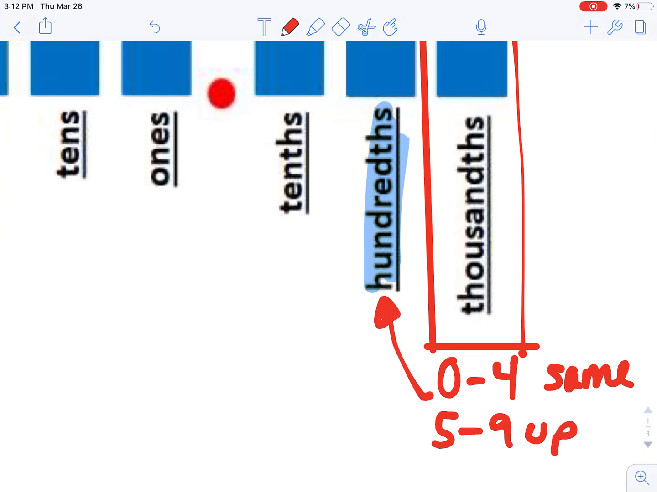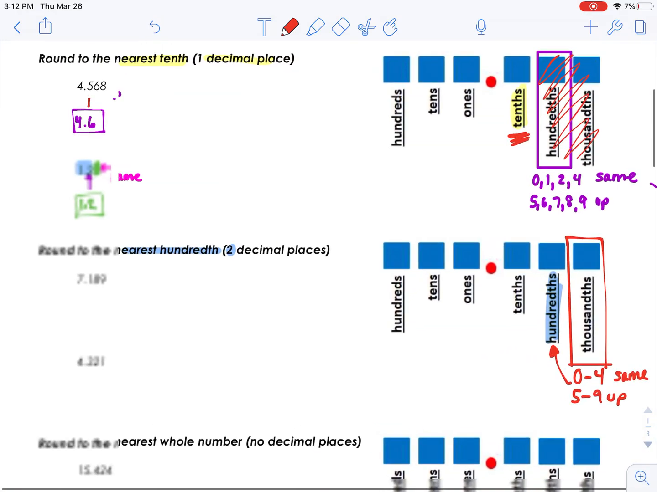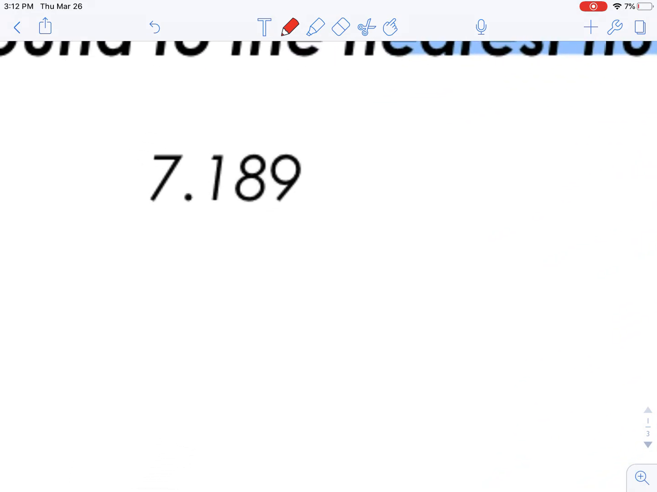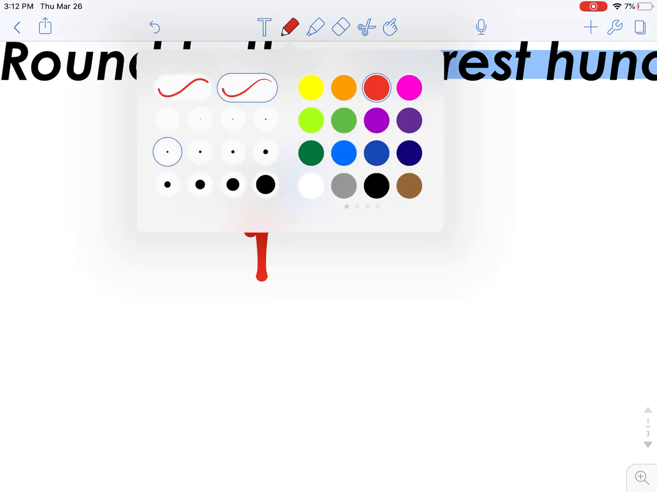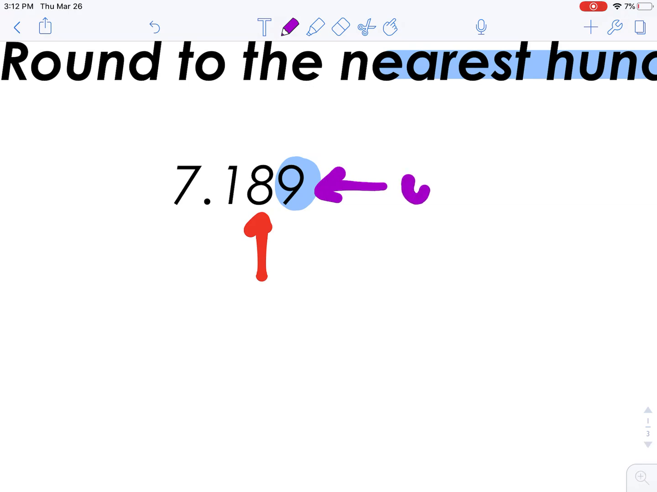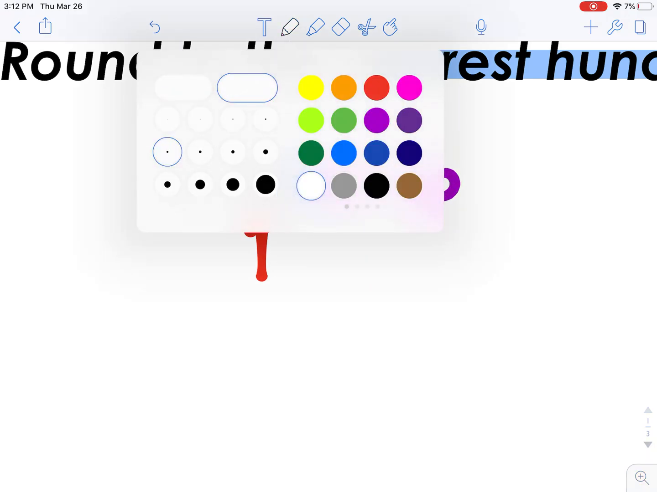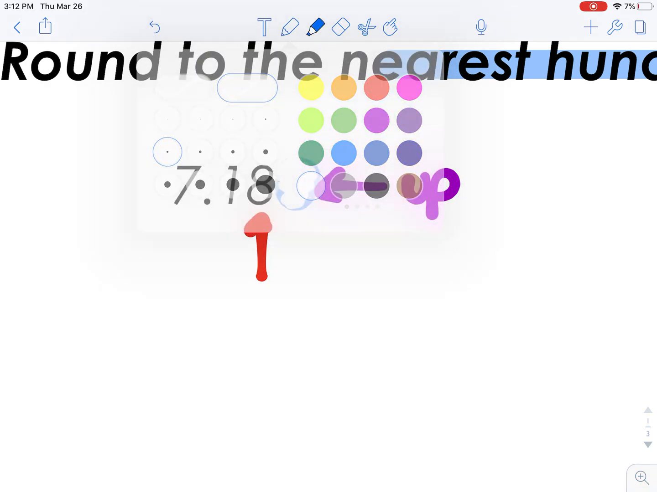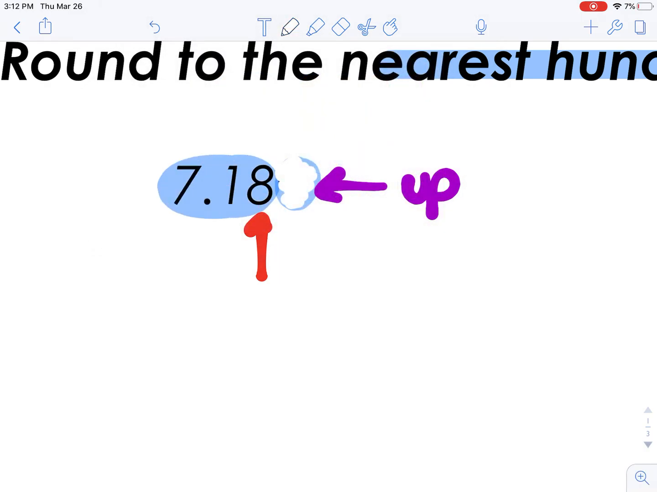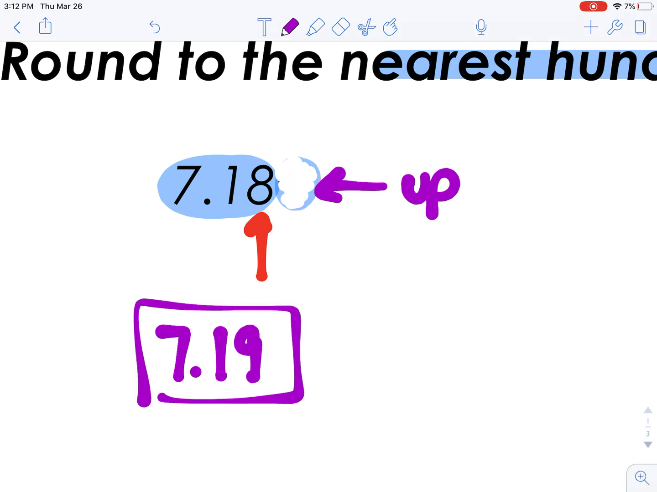And when I say we're going to stay the same or round up, it's going to be everything in front of that thousandths place. So first thing you want to do is find where your hundredths place is, and that's our 8. And then we look at the number after the 8, which is a 9. 9 implies we're going to round up. So I'm going to cross this 9 off, and that means this number in front, the 7.18, is going to round up. And that means the 8 right here is going to round up to a 9, 7.19.